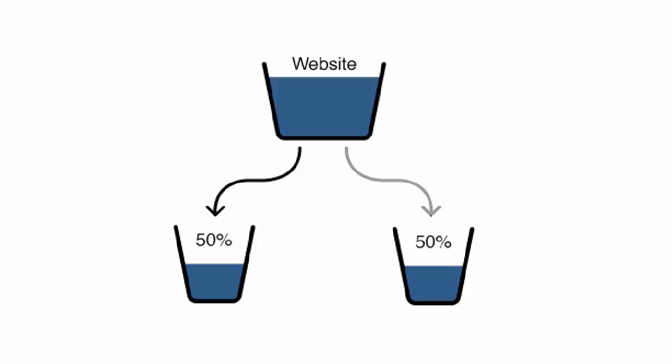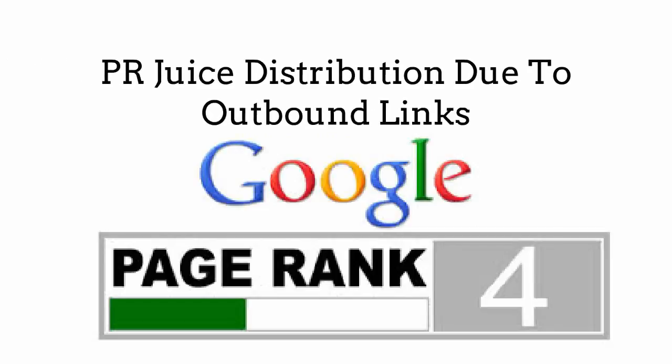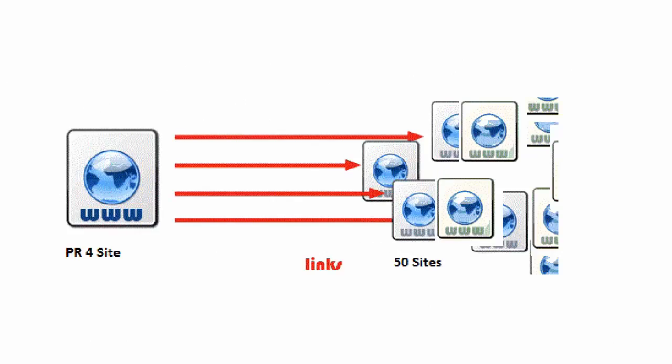Similarly, if you got a backlink from a PR4 page, and this page has also given backlinks to another 49 sites, the link power or link juice will be distributed among all these 50 sites. Thus, you shall get lesser link juice. On the other hand, if you get a backlink from a PR0 site, it will not be able to send any link juice to your site, so your site will not be able to rank for any competitive keyword.